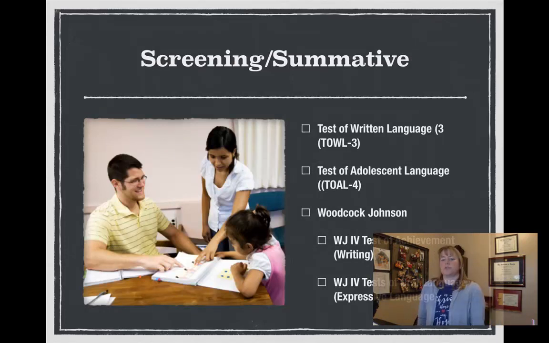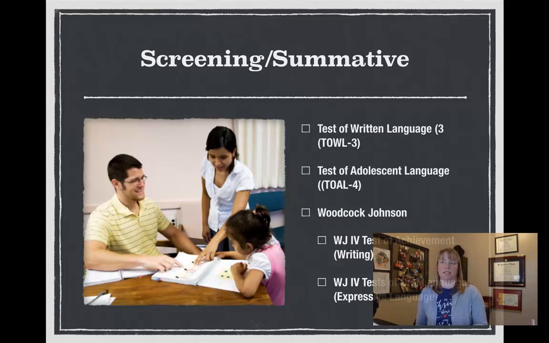When we look at screening and summative information for assessment, here we're looking at norm-referenced diagnostic tests, okay? And there are several tests out there that we can use for this. One is the Test of Written Language, the TOWL-3, you may have heard of it. It's for students ages 9 to 17, typically takes about 60 to 90 minutes to give, and it has subtests on vocab, spelling, punctuation, logical sentences, sentence combining, textual conventions, and story composition, okay?